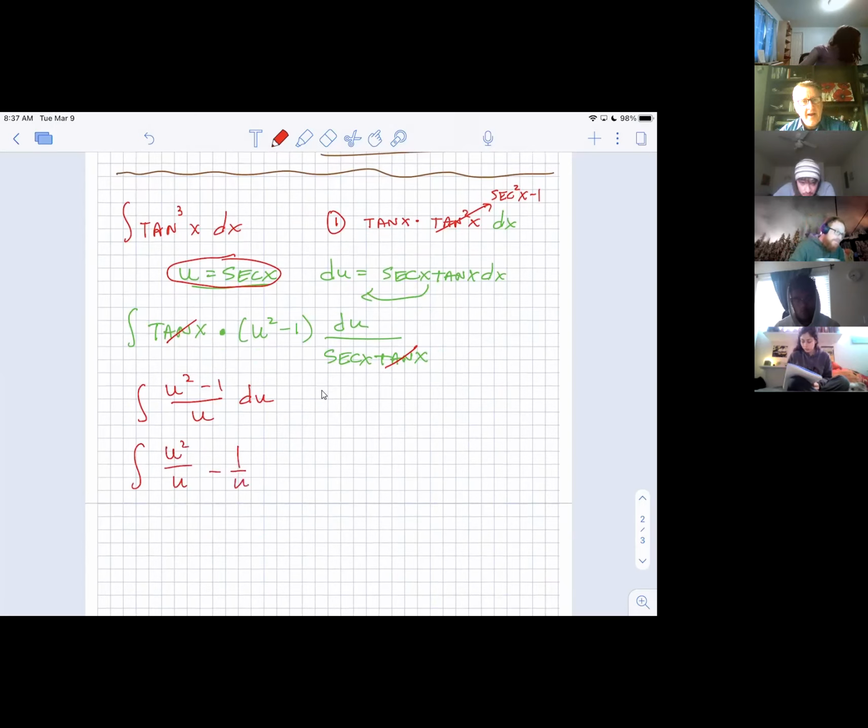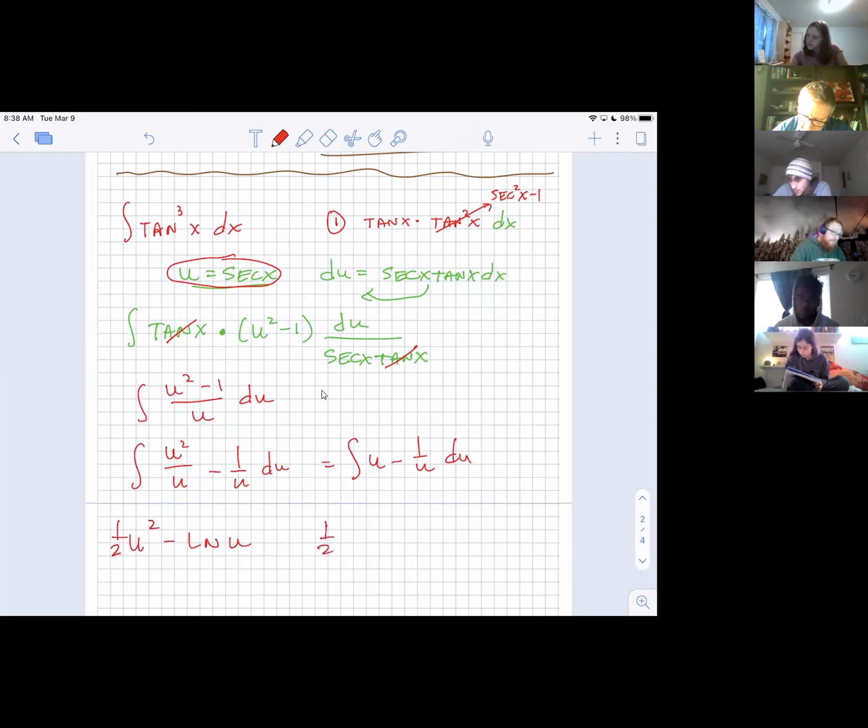In other words, unadd the fractions, so that this becomes the integral of u minus 1 over u. We love minus signs because I can do those separately. The integral of u is u squared over 2. The integral of 1 over u is natural log of u. Mission accomplished. Now, in the language of the book, reverse substitute: u is secant of x. Just put that back in.